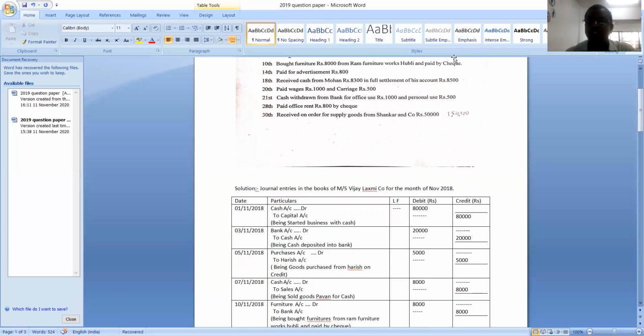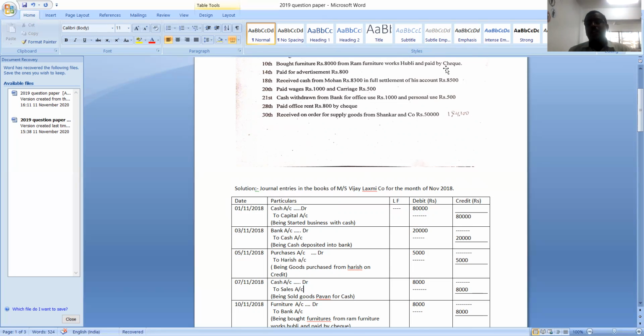Check, it represents whom? Check represents bank. So here two accounts are, one is furniture account and another one is bank account. Understood? Purchases account will not come because furniture is not goods, and Ram Furniture Works Hubli account will not come because it is a cash transaction, it is not a credit transaction.